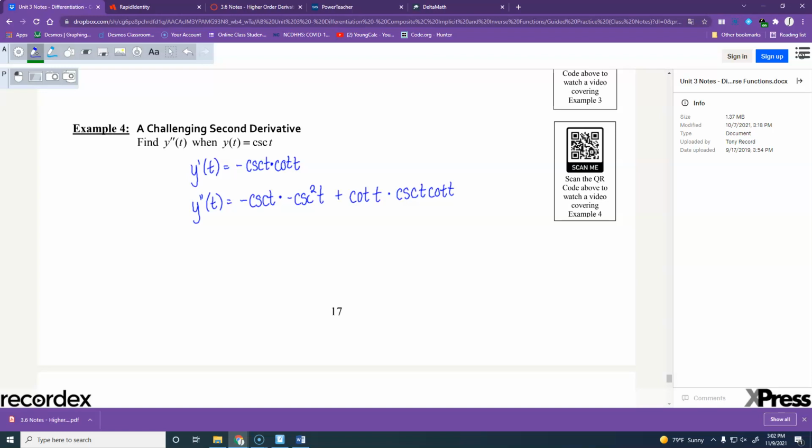Okay. So if I combine these, I'm going to have cosecant cubed t. You should have a negative times a negative there, which is going to give you a positive. And then we'll have plus cosecant t cotangent squared t.